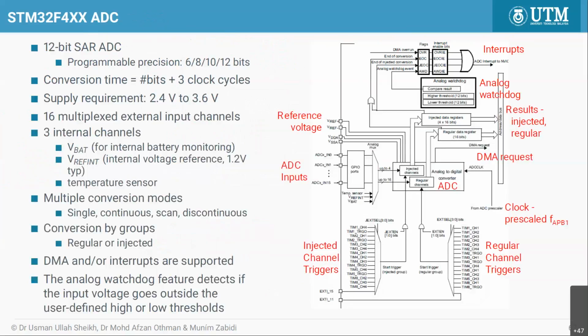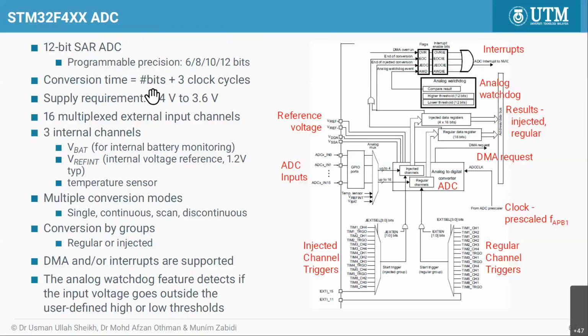Okay, so on the STM, we have a 12-bit SAR ADC, and it's programmable. So if you want higher precision, you can go to 12, but as you see, the more number of bits, the slower it will take to convert. So you have to balance whether you want speed or accuracy. Then the conversion time is number of bits plus 3 clock cycles. Okay, so of course you have to load register here and whatever, store the result and so on. So it's a constant 3 clock cycles.